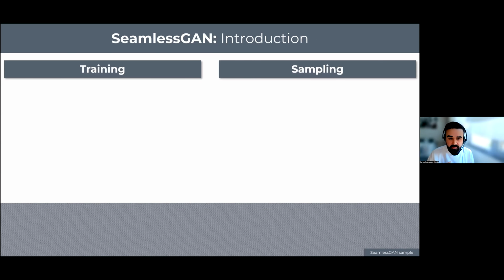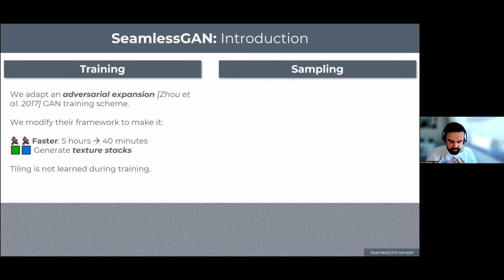SeamlessGAN has two main parts that I need to explain. First is the training, how we train the generative model, and then how we sample from it. So in terms of training, we simply use this idea of adversarial expansion. We make it work with multiple maps at the same time, and we make it faster. Instead of taking 5 hours to train, it takes 40 minutes. It's a long time, but it's faster than state-of-the-art methods.